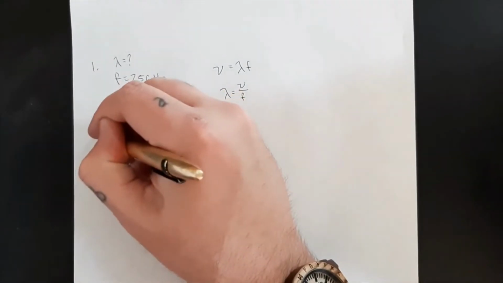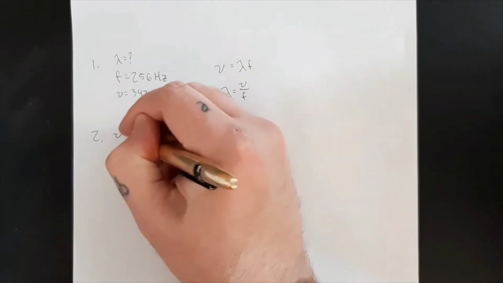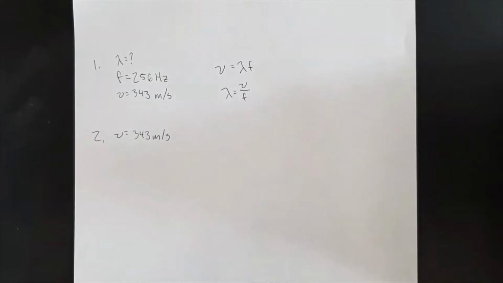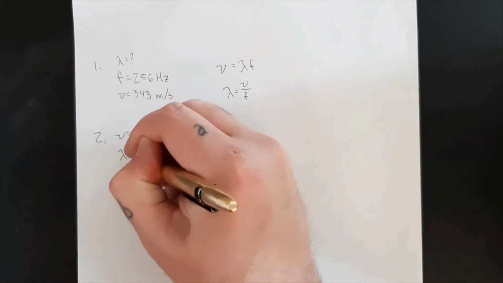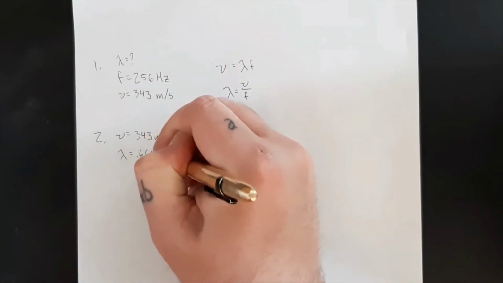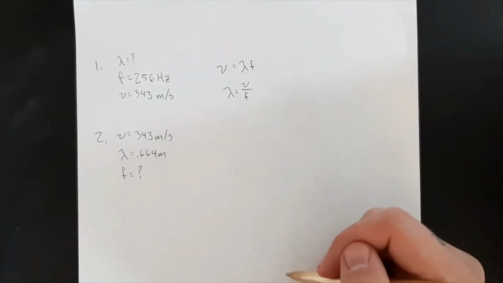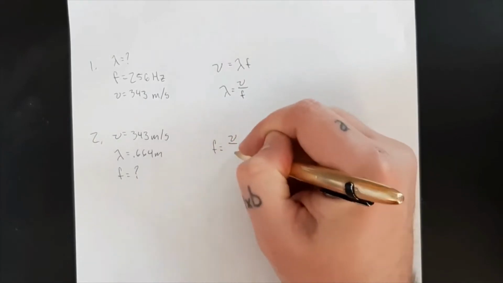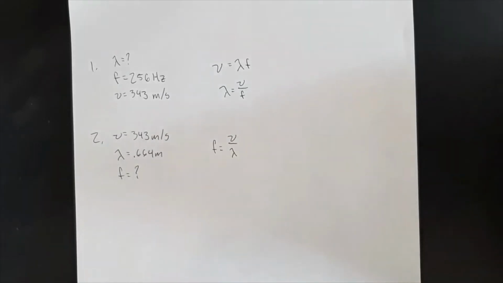Number 2. We're still looking at a sound wave, which means we automatically know our speed is 343 unless told otherwise. We've got a wavelength of 0.664 meters, and our frequency is what we're trying to find. So we move that formula around differently. Instead of looking for lambda, we're looking for frequency, so we take our speed and divide it by our wavelength. Again, not going to solve that one for you.